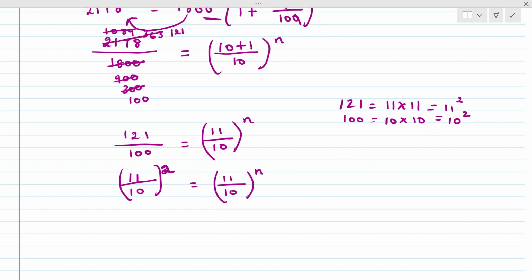So now 11 by 10 to the power 2 is equal to 11 by 10 to the power n. If the base is equal, then the powers also will be equal. Therefore, n equals 2. That means 2 years. n equals 2 years.